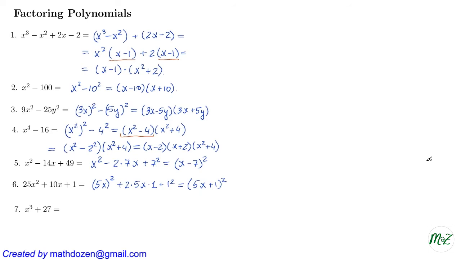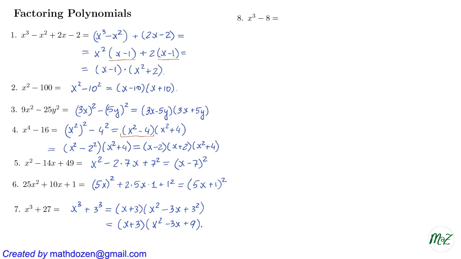Then x cubed plus 27, that's the sum of two cubes. That's x cubed plus 3 cubed. So by the formula for the sum of two cubes, this is the same as x plus 3 times x squared minus 3x plus 3 squared, which is the same as x plus 3 times x squared minus 3x plus 9.